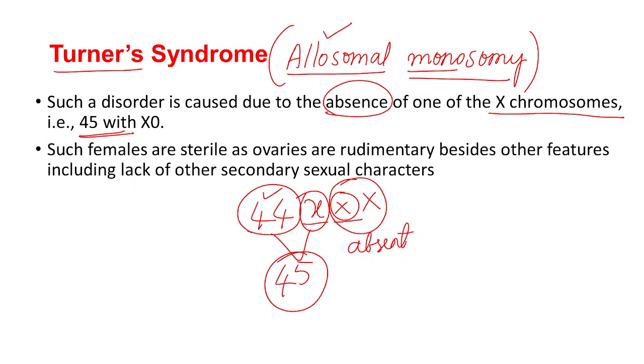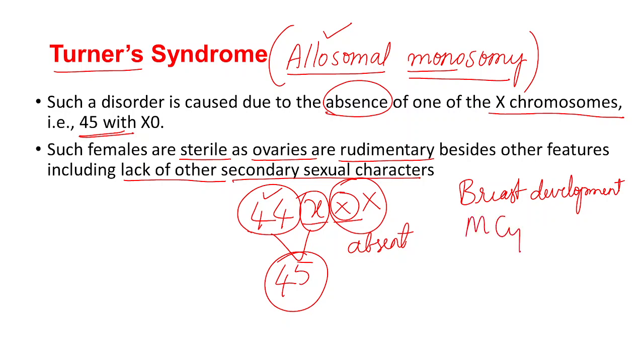In such individuals the body will be female, or feminine, but those females will be sterile in nature. What is the reason behind their sterility? The ovaries are rudimentary or underdeveloped. It also includes the lack of other secondary sexual characters such as breast development and the menstrual cycle. All of these secondary sexual characters will be absent in these individuals.